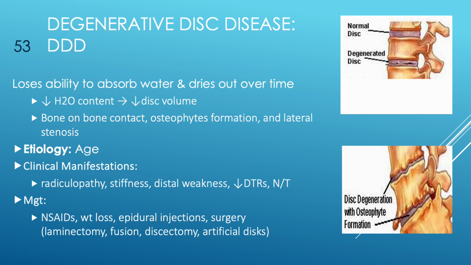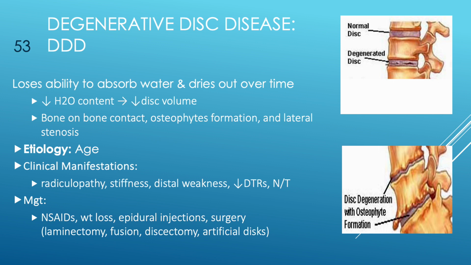Degenerative disc disease is a loss of ability to absorb water, and the disc dries out over time. There's a decrease in water content, which decreases disc volume. Bone-on-bone contact will eventually occur, with osteophyte formation and lateral stenosis. So age-related changes leading to a decreased water content in the intervertebral disc lead to a loss in disc volume, resulting in bone-on-bone contact, formation of osteophytes or bone spurs, and lateral stenosis or narrowing of the spinal canal.